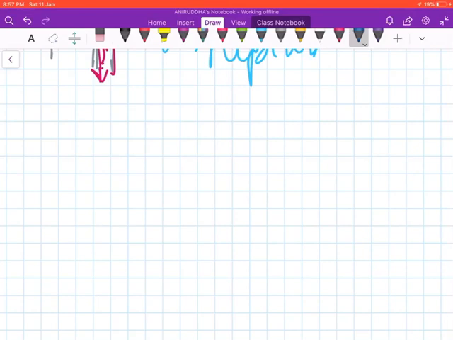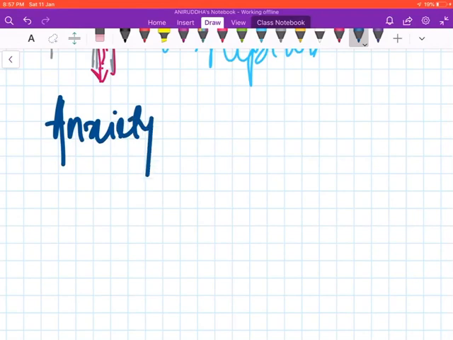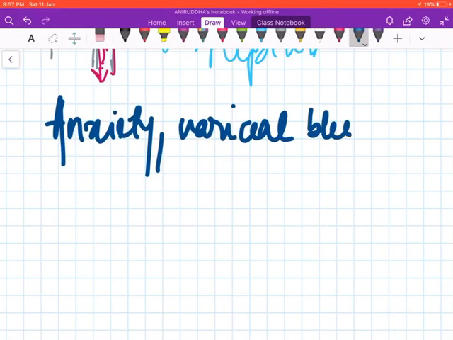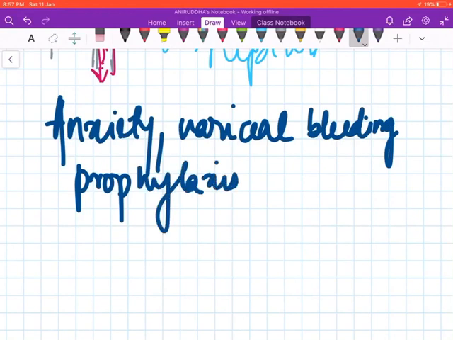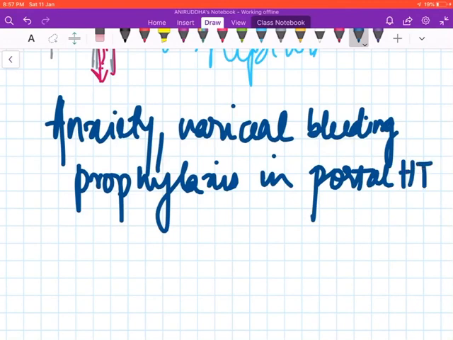Beta blockers, mainly I'm talking about propranolol over here. Propranolol may also be given in case of anxiety. It may also be given in case of variceal bleeding prophylaxis in portal hypertension.